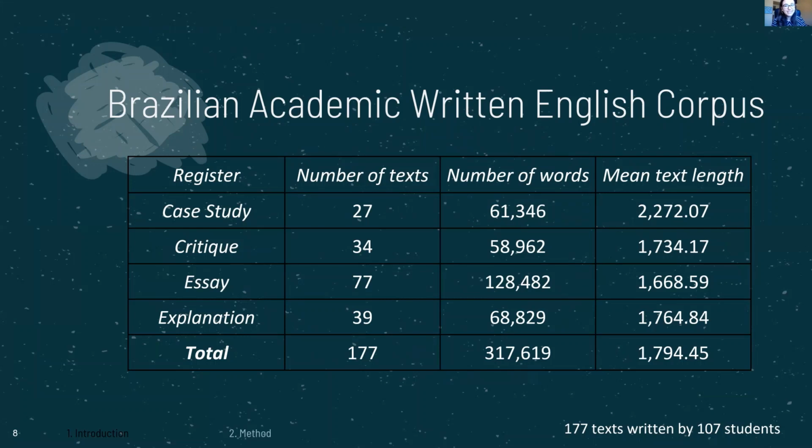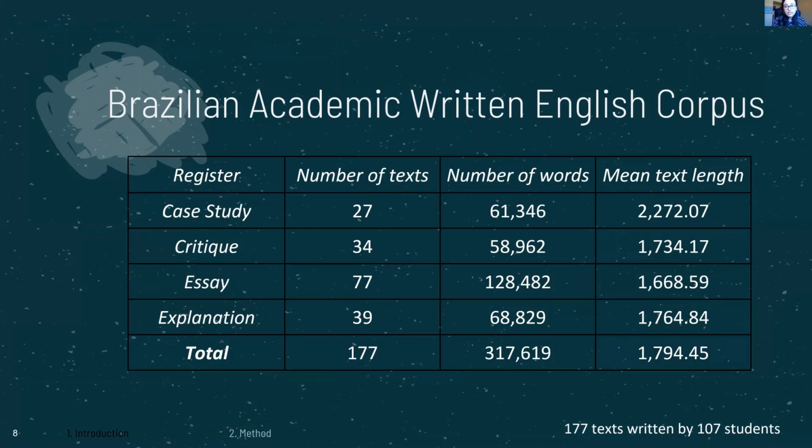So I'm using the Brazilian Academic Written English Corpus, which is a corpus that contains texts from Brazilian students who did 2 years of their undergrad in Brazil and then went to the UK to do a year or more of their undergrad. And this corpus was classified using the same categories as the BAWE corpus.